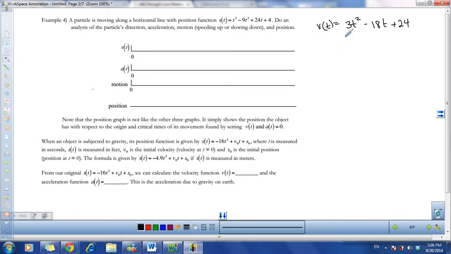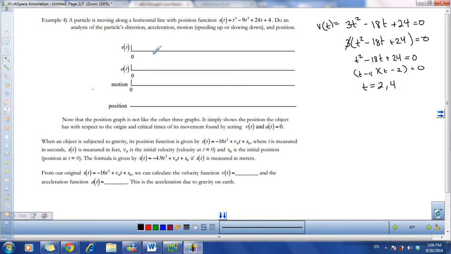So I'm going to set this equal to 0. When I set it equal to 0, I'm going to factor out that 3. That's going to be 3 times t squared minus 18t plus 24 equals 0. If I divide both sides by 3, I just get t squared minus 18t plus 24 equals 0. Now I factor this guy. So t minus 4 and t minus 2. So I get t equals 2 and 4. Positive 2 and 4. So those are my critical values.